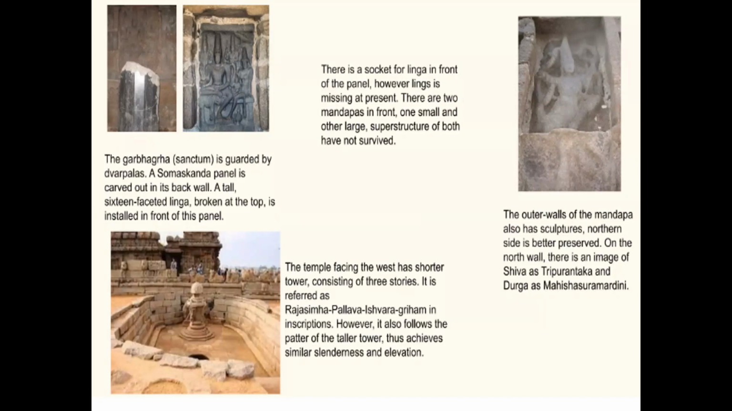The outer walls of the mandapa also have sculptures. The northern side is better preserved. On the north wall, there is an image of Shiva as Tripurantaka and Durga as Mahishasura Mardini.